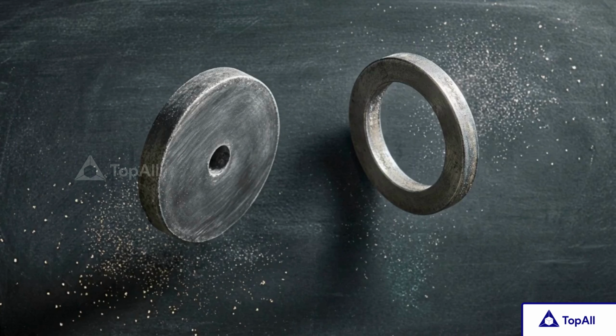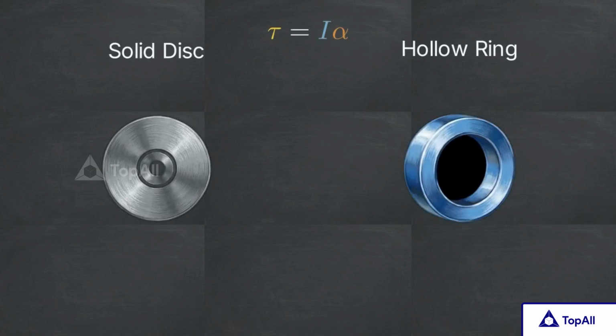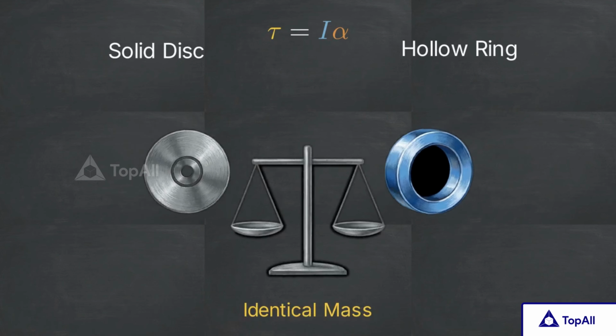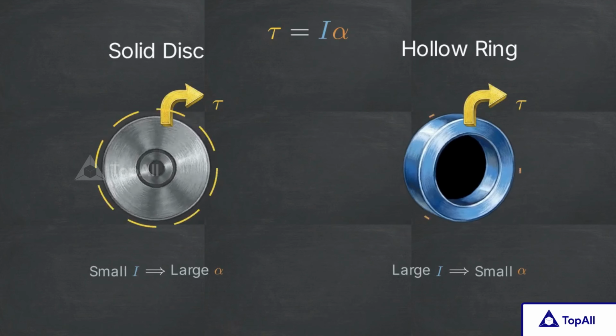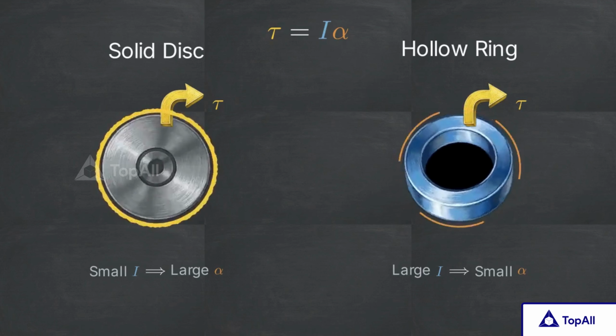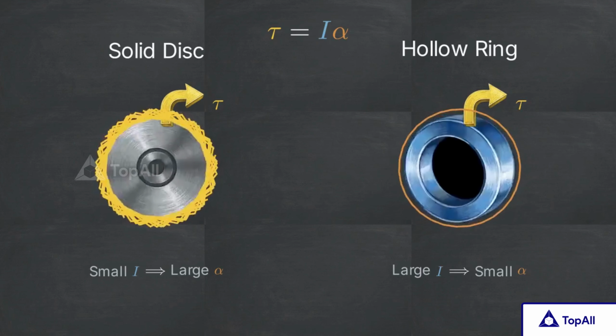Let's test this equation with a theoretical experiment comparing two shapes that weigh exactly the same. We have a solid disk and a hollow ring with its material pushed to the edge. A scale confirms identical masses. Applying the same torque, the solid disk rapidly spins up, while the hollow ring accelerates sluggishly, lagging behind.